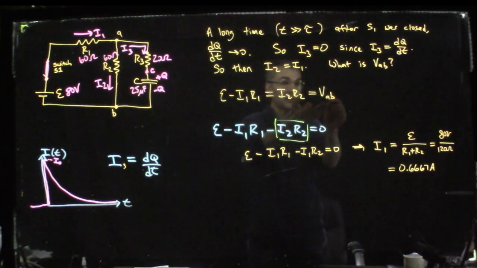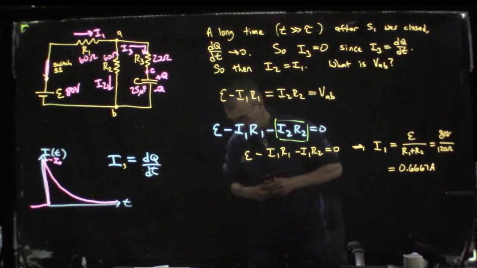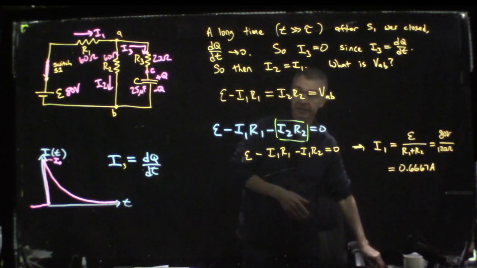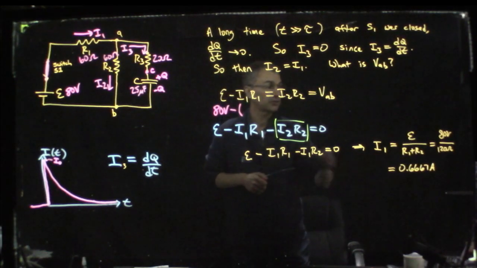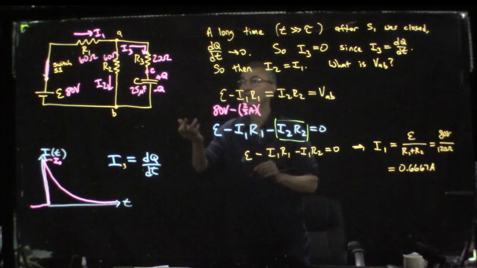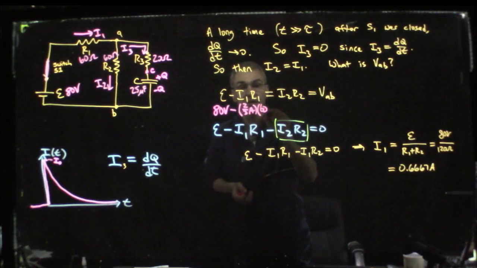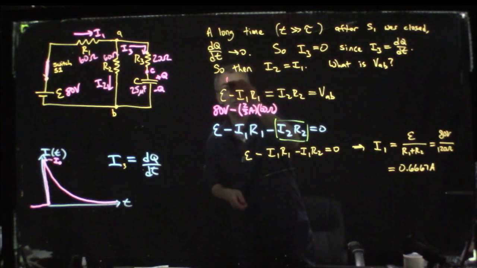So we could evaluate this voltage we want by either evaluating the right-hand side or evaluating the left-hand side. Let's do both. If we evaluate the left-hand side, this is 80 volts minus 2/3 of an amp times R1, which is 60 ohms. So that's 80 minus 2/3 of 60. 2/3 of 60 is 40. That's 80 minus 40, that's 40 volts.